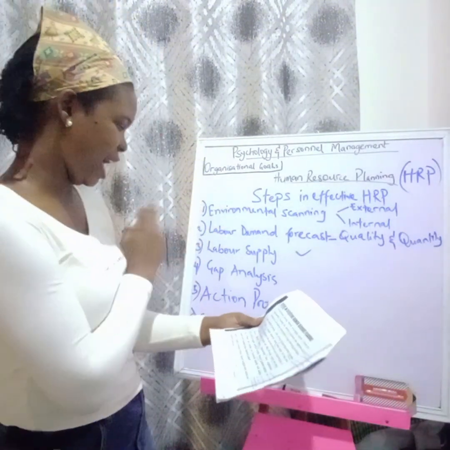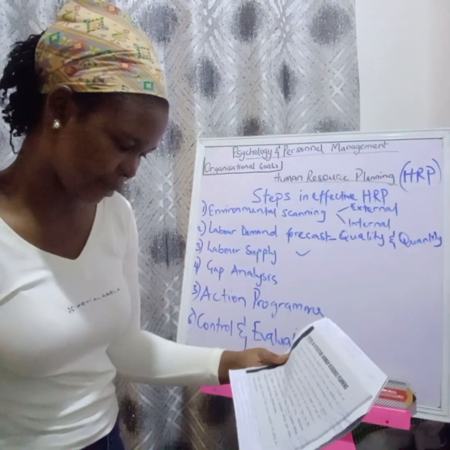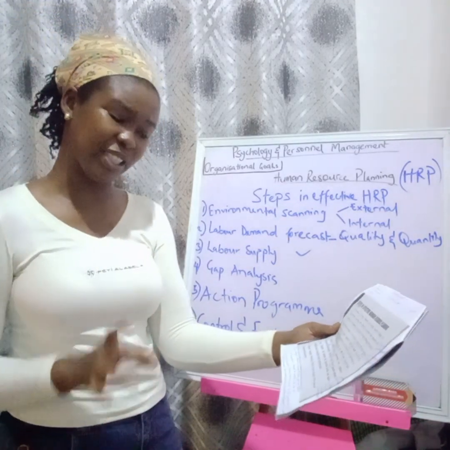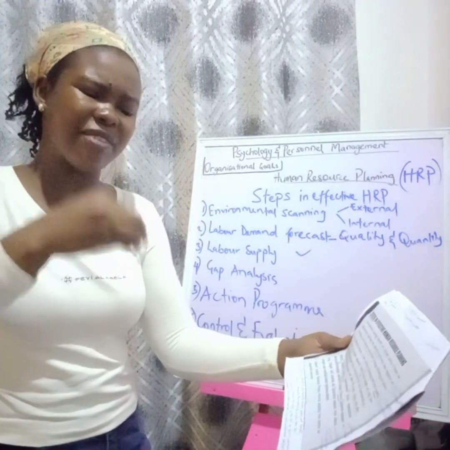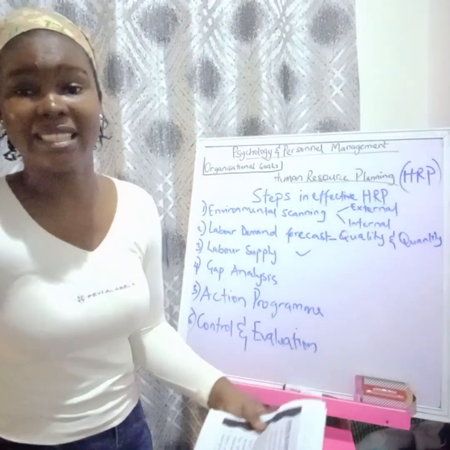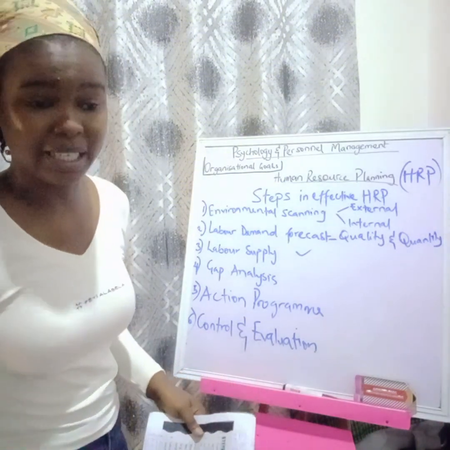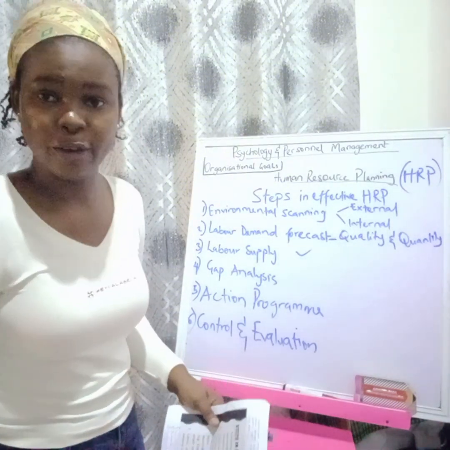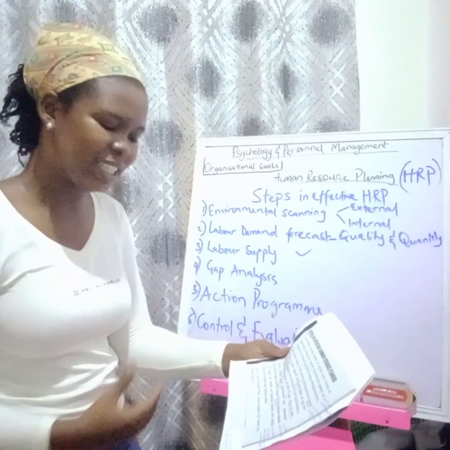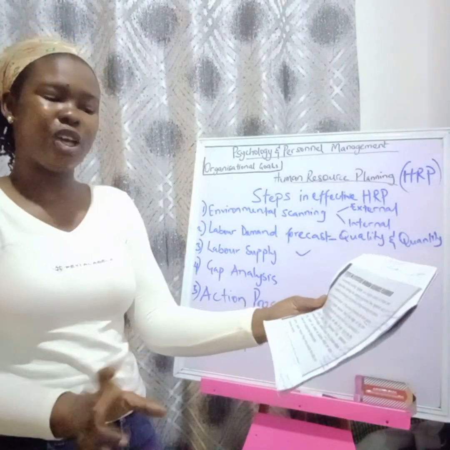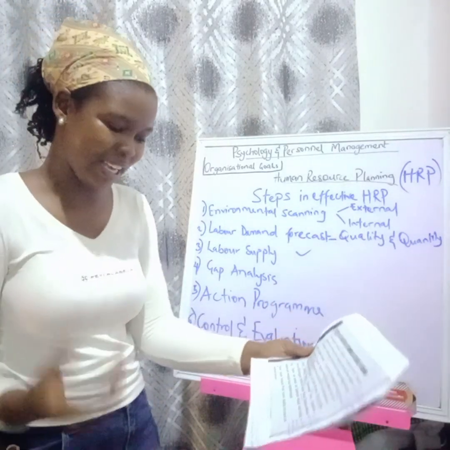The third step here now is labor supply forecast. This projects the resources available from internal and external sources. Oh, who do we have in-house? Who do we have outside? Like, what's the supply like for us? So you are forecasting the availability of resources from both internal and external sources.